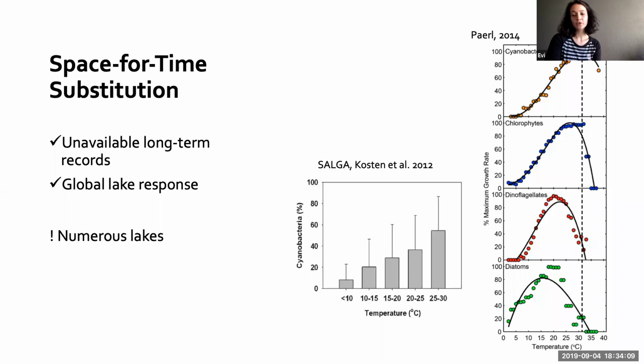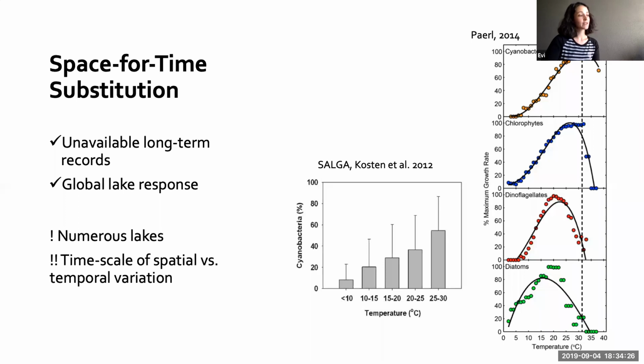So numerous lakes, and the statistical power that we generate with these different lakes can overcome the risk that we usually get from long-term monitoring efforts in a few lakes. So we can aim for global lake response. And the last thing that we need to consider when we run a survey like this is to target environmental predictors that are very similar at the spatial and temporal scale.